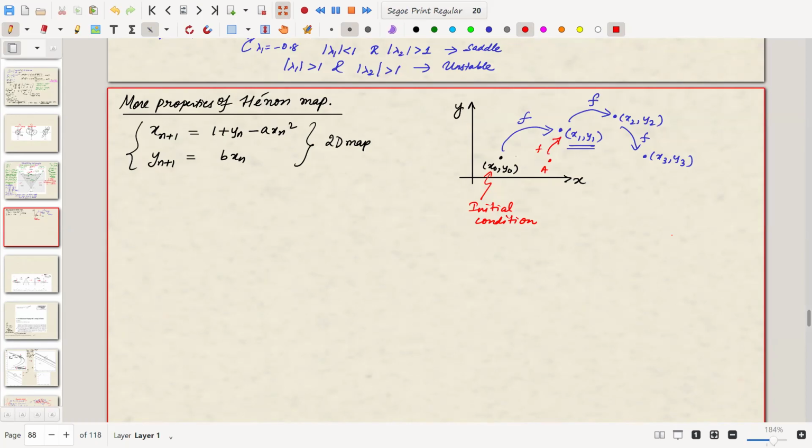Now, is it possible? That's what we are seeing in this phenomenon. Is it possible? What do you think? So what you can do, you have to take F inverse. Does F inverse exist?